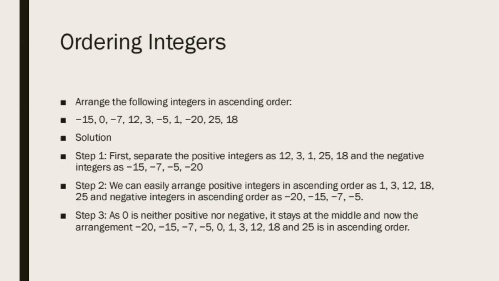Ordering integers. Arrange the following integers in ascending order: -15, 0, -7, 12, 3, -5, 1, -20, +25, 18. Solution. Step 1. First, separate the positive integers as 12, 3, 1, 25, 18 and the negative integers as -15, -7, -5, -20.